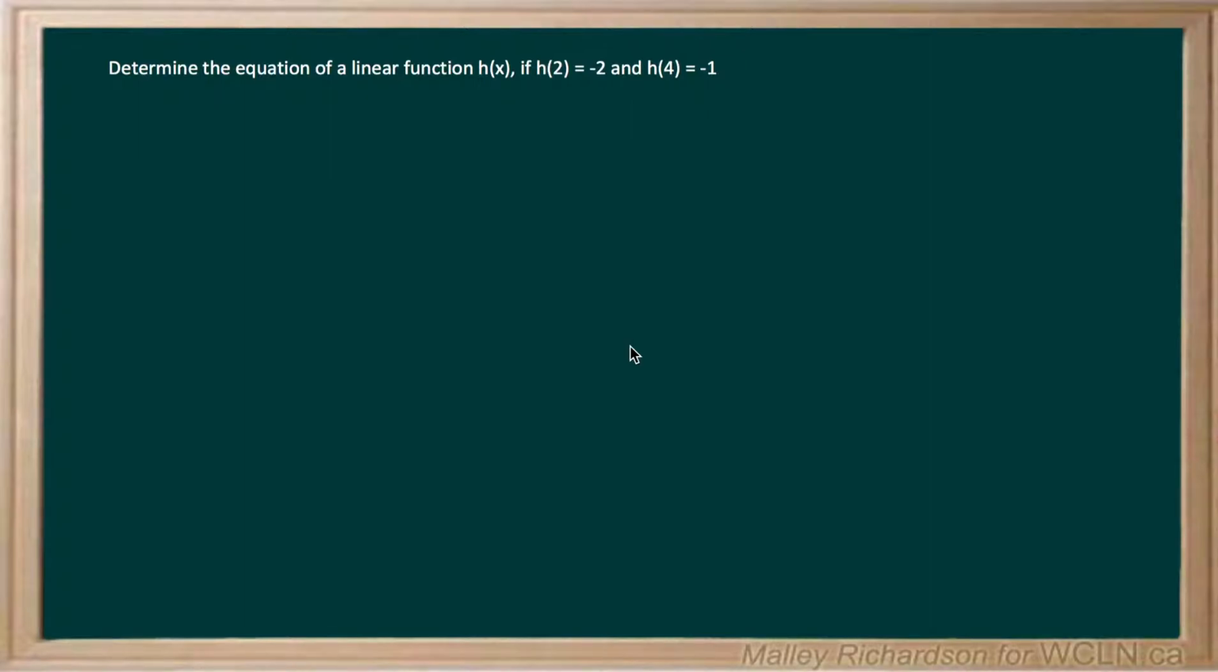In this question, we need to determine the equation of a linear function h of x if h of 2 equals negative 2 and h of 4 equals negative 1. The key term in this question is the word linear function. This means that we can apply y equals mx plus b.